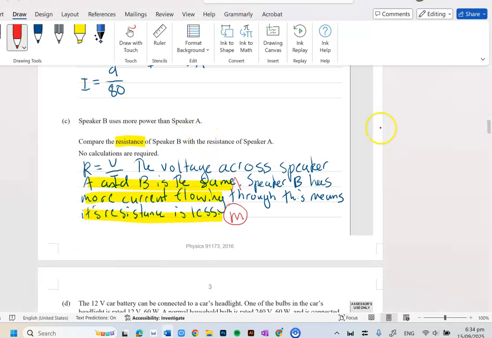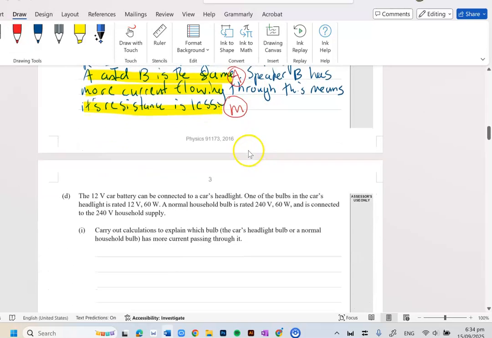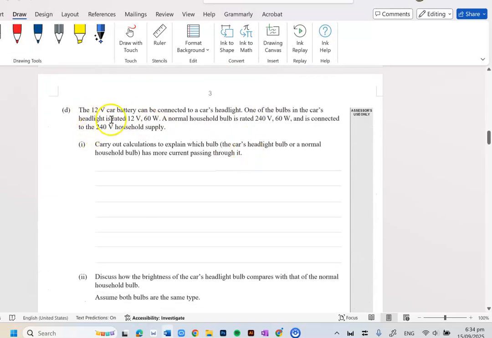Or you could back it up with here is achieved. Just a correct answer backed with one correct reason. Alright. A 12-volt car battery can be connected to a car's headlight. One of the bulbs in the car's headlight is rated 12 volts. It's 60 watts.